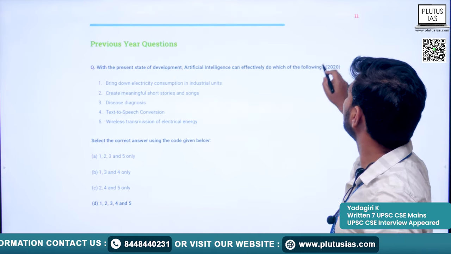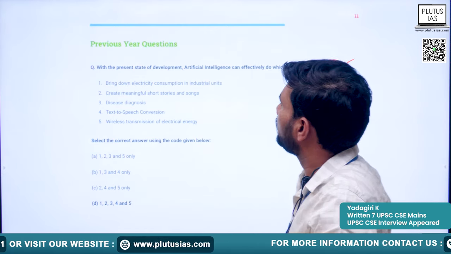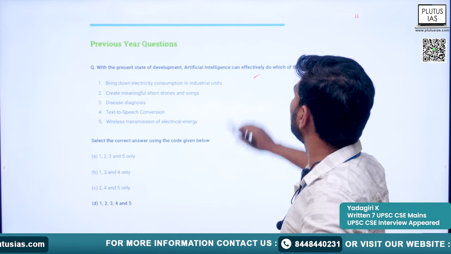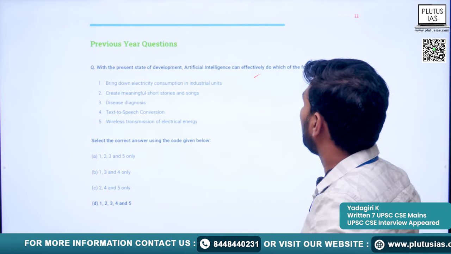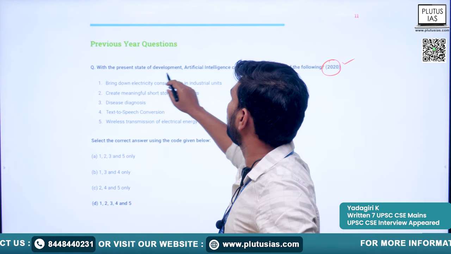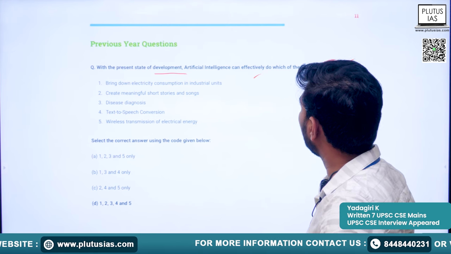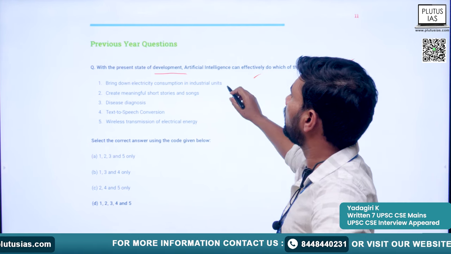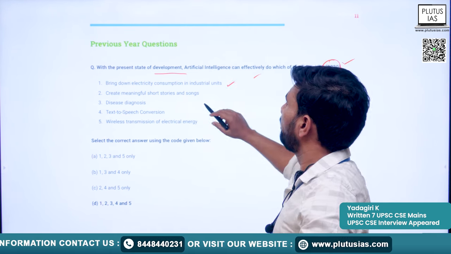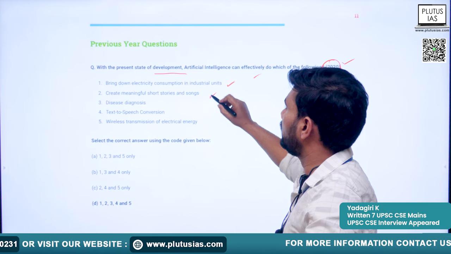So first question, it is asked in 2020. So the question is, with the present state of development, artificial intelligence can effectively do which of the following? So the options are, bring down electricity consumption in industrial areas, so it is possible. Create meaningful short stories and songs.